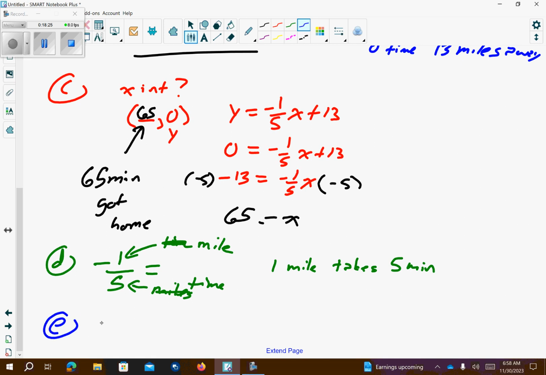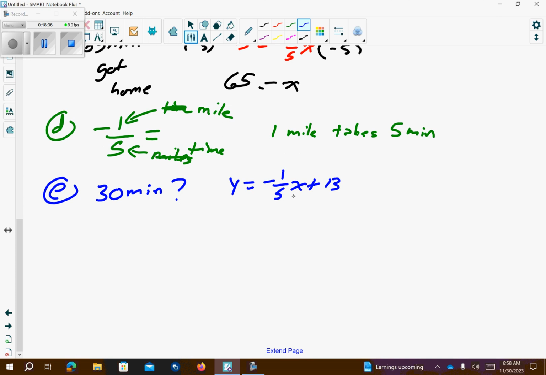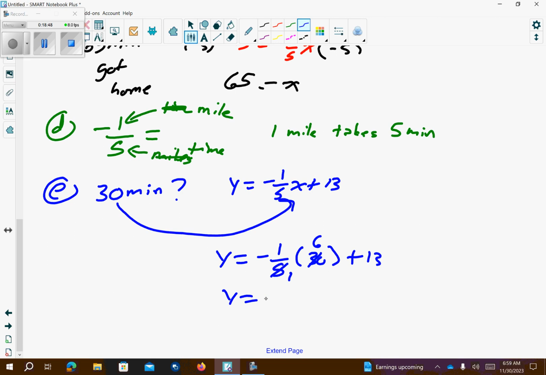Letter E, after he's ridden for 30 minutes, how far has he gone? So let's take our equation, which is this. So 30 minutes, remember that? 30, this is going to go in for time. So y equals negative 1/5 times 30 plus 13. So I can reduce this. That becomes y equals negative 6 plus 13. So he has 7 miles. He's gone. That's kind of cool.